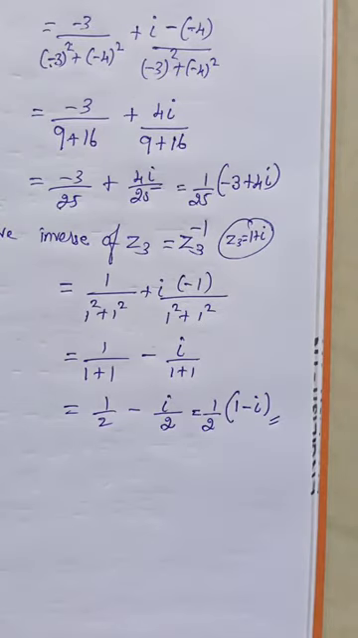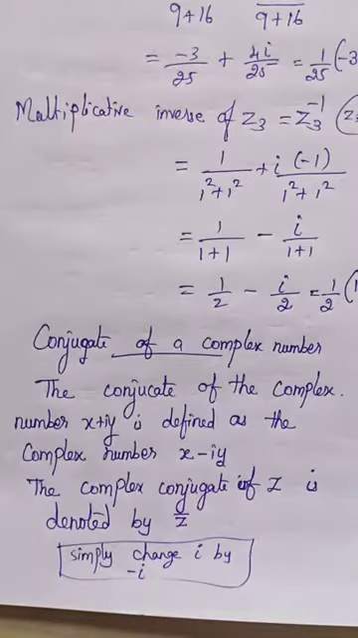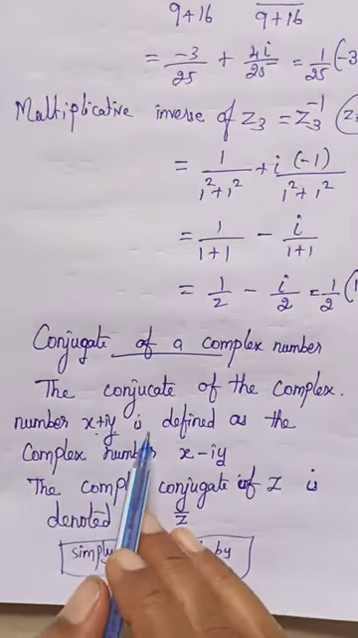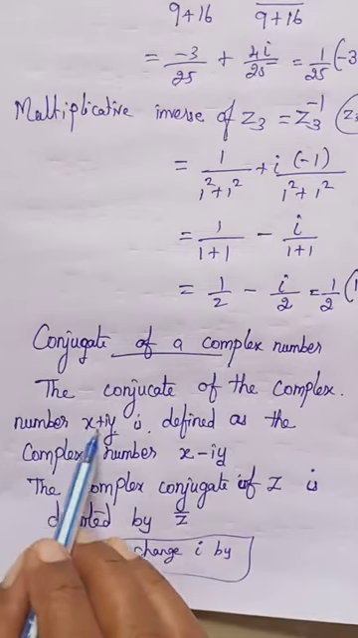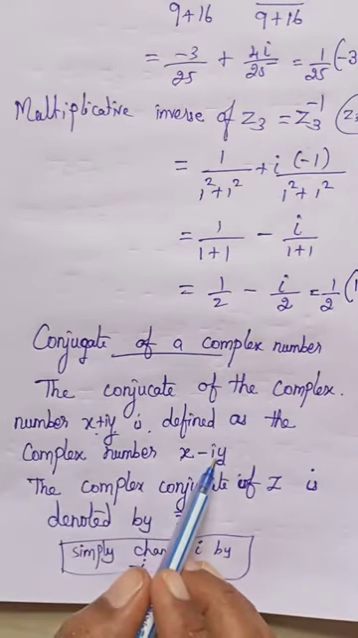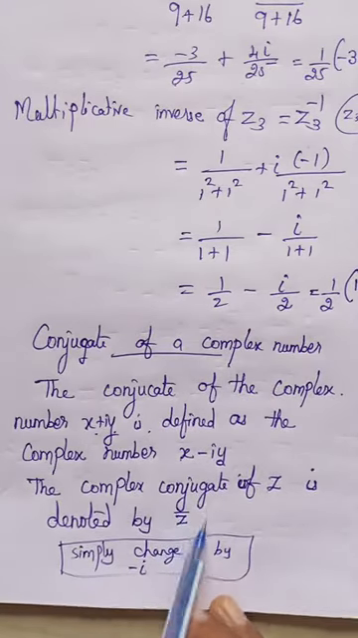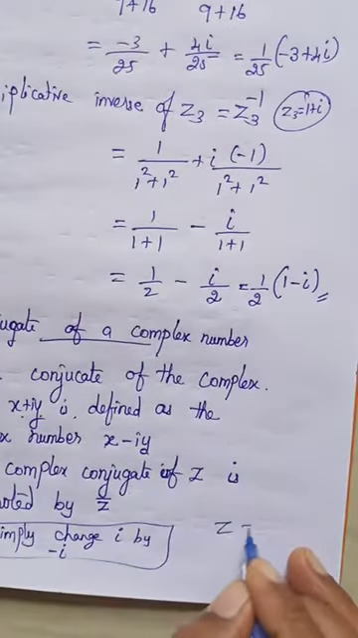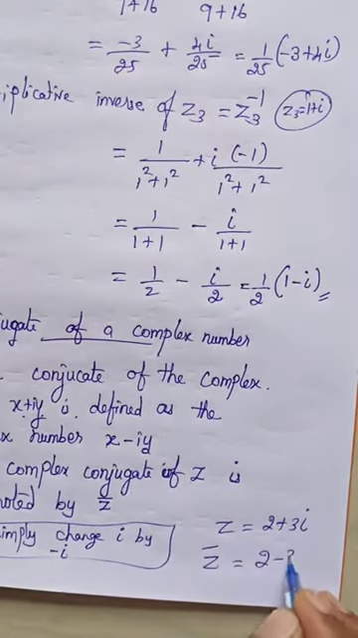Now we can move to the next topic, conjugate of a complex number. The conjugate of the complex number x plus iy is defined as the complex number x minus iy. It is denoted for z as z bar. Simply change i to minus i. If z is equal to 2 plus 3i, z bar, the complex conjugate, is 2 minus 3i.